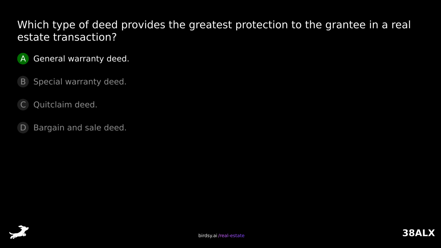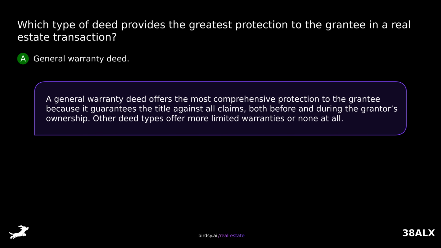General warranty deed. A general warranty deed offers the most comprehensive protection to the grantee because it guarantees the title against all claims, both before and during the grantor's ownership. Other deed types offer more limited warranties or none at all.